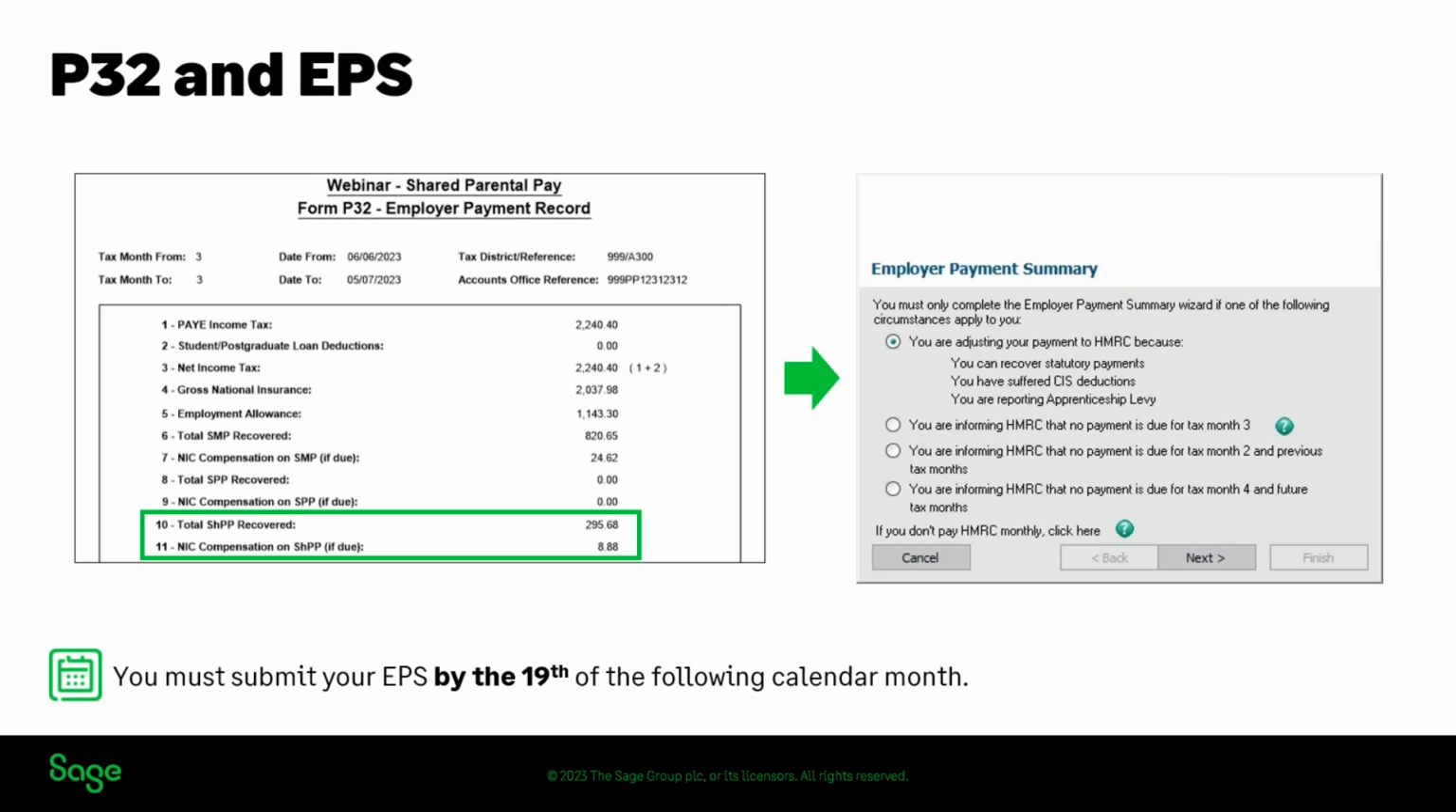Once that's set up, at the end of the tax month, you would run your P32, and that will itemize any statutory parental payments that you are recovering. And because you're making an adjustment to your payment, you're recovering the statutory pay, you will need to do an EPS submission. That's an employer payment summary to inform HMRC of the amounts reclaimed. And that needs to be done no later than the 19th of the following calendar month.